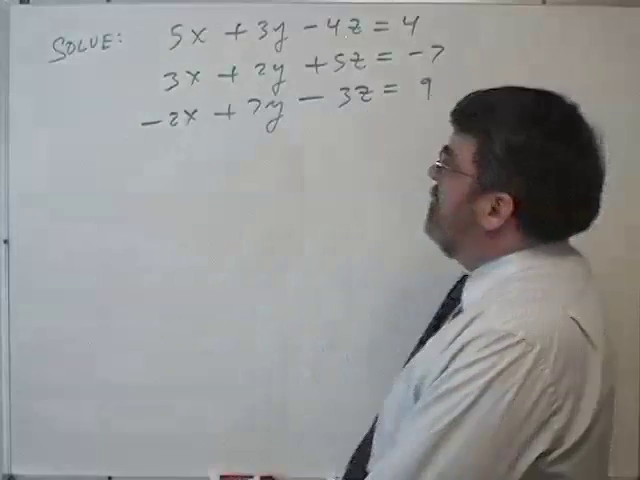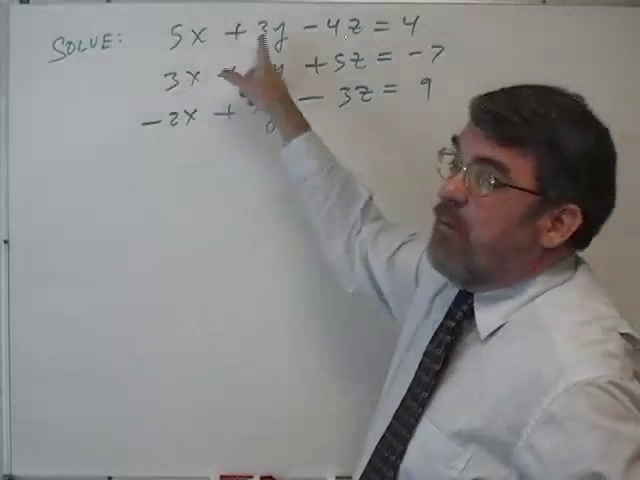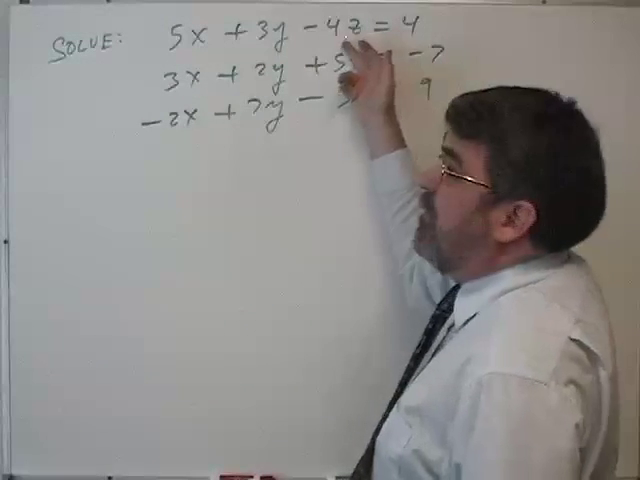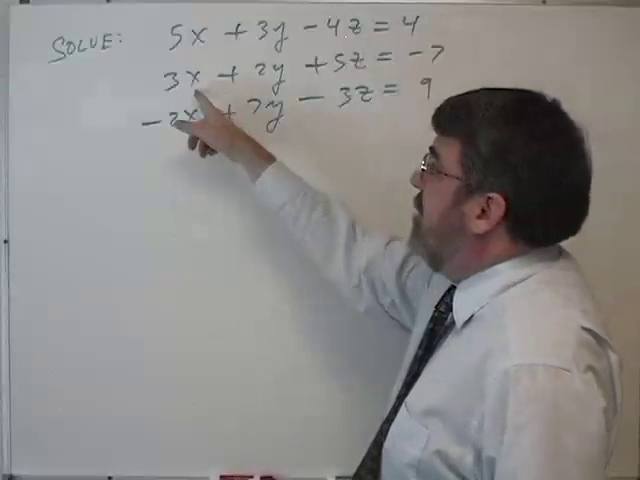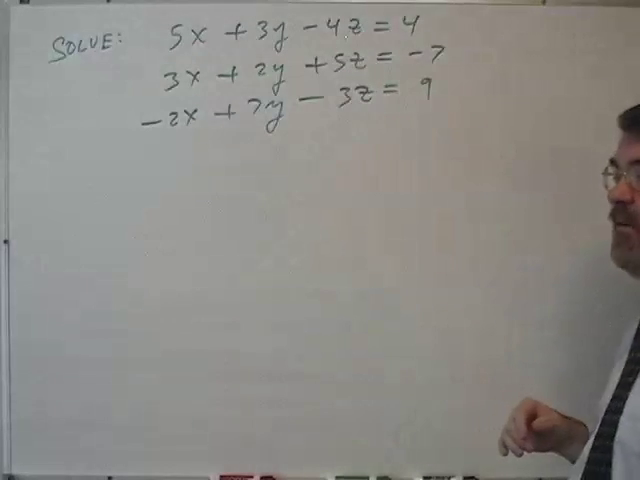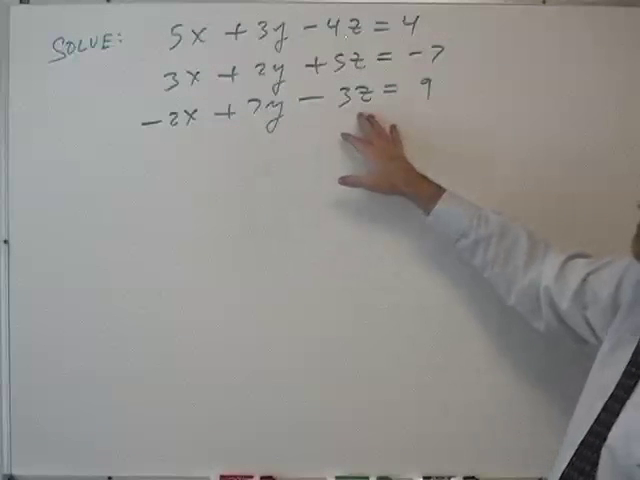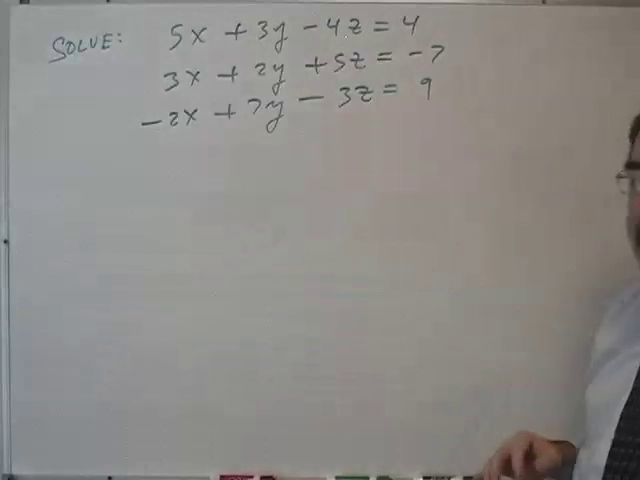Here's a new problem, and I'll read it off to you to make sure you can read my writing. Solve 5x plus 3y minus 4z equals 4, 3x plus 2y plus 5z equals negative 7, and negative 2x plus 7y minus 3z equals 9.